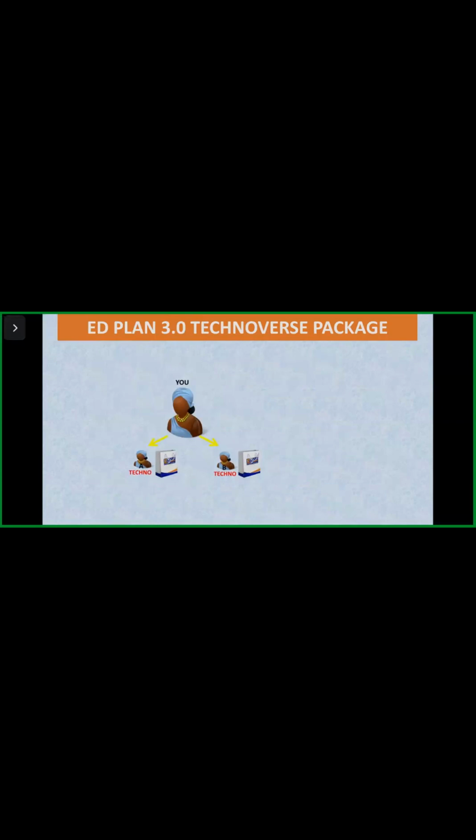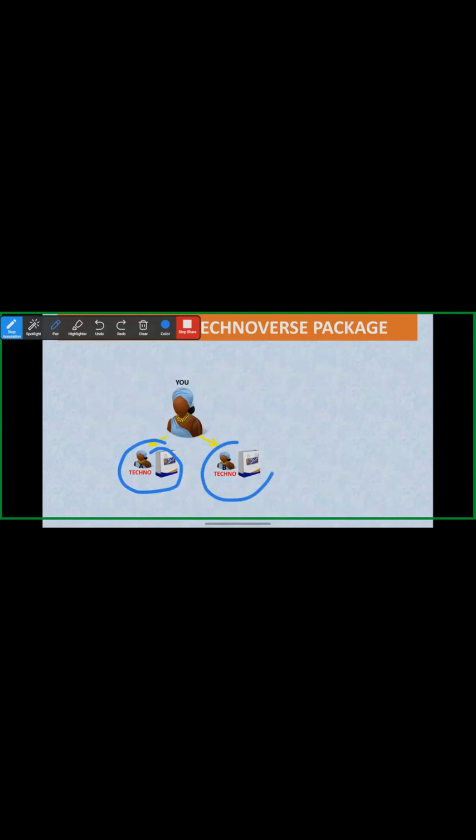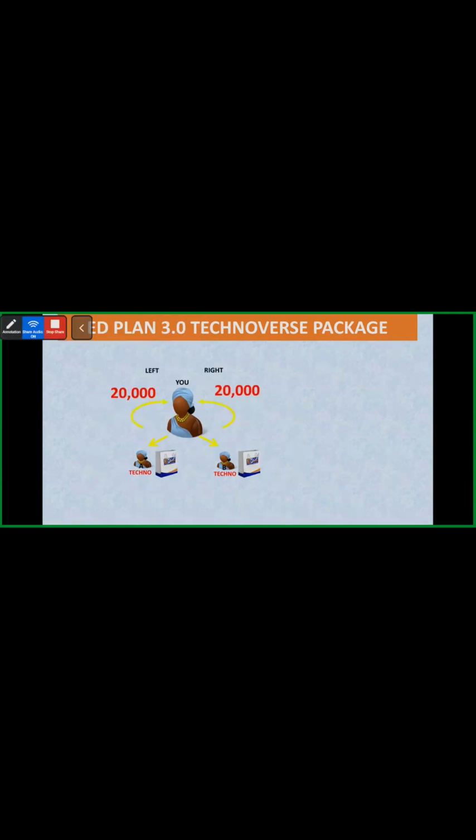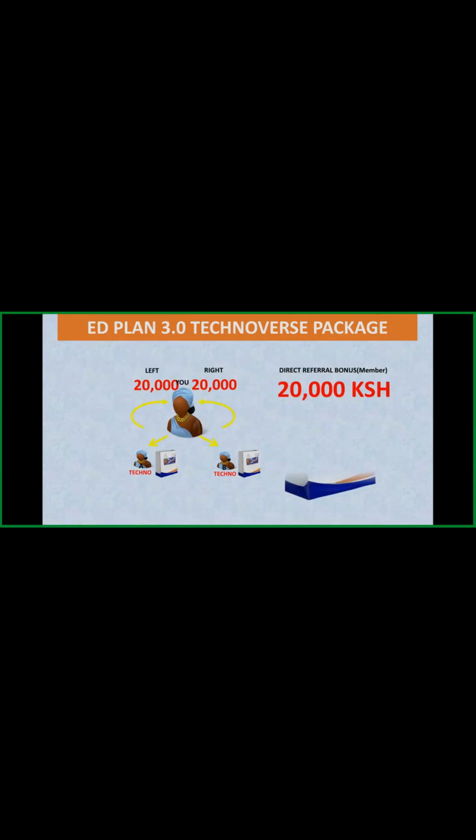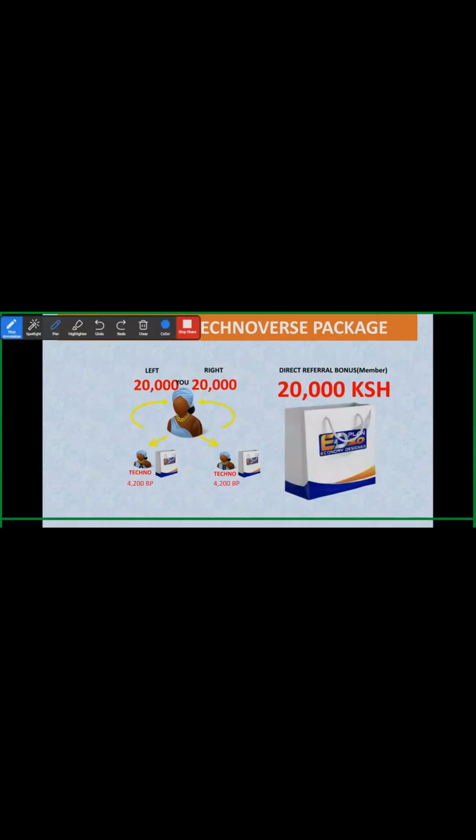So if that is you connect someone aanze na Technovas na huku aanze na Technovas. System ina assume umeconnect watu watatu huku na watu watatu huku. So this is how it is calculated. You'll get first of all the 20,000 you connect Technovas on the left and Technovas on the right, and that is it. Inakuja na 4,200 binary points. Hapa ndo nilikuwa nawaambia ina detect this 4,200 is 1,400 by 3.